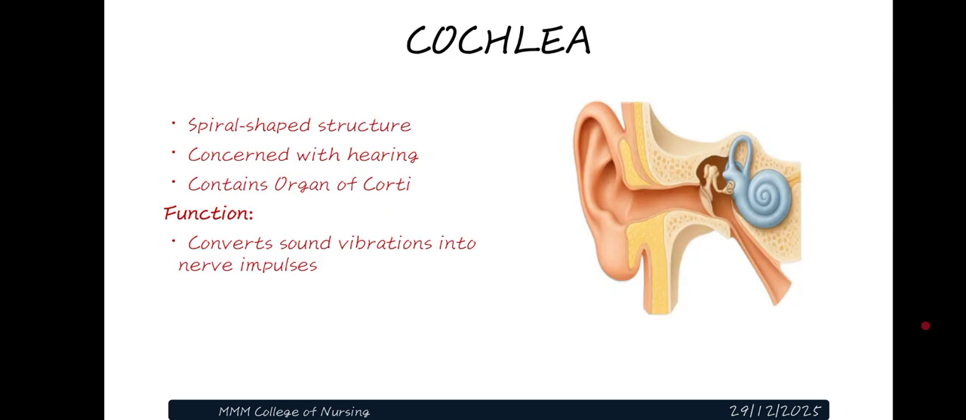And coming to the cochlea, it is a spiral shaped structure concerned with hearing, and contains the organ of Corti. The function of the cochlea is to convert sound vibrations into nerve impulses.